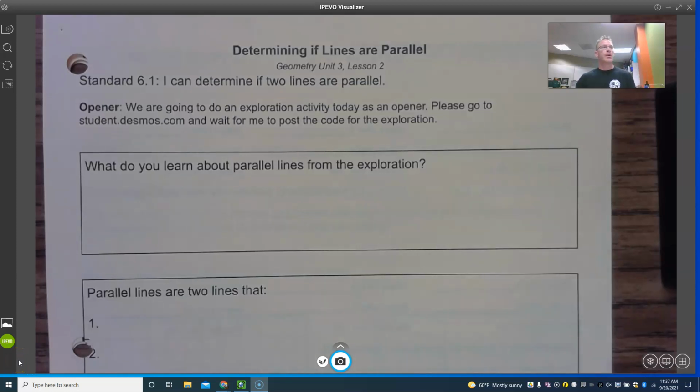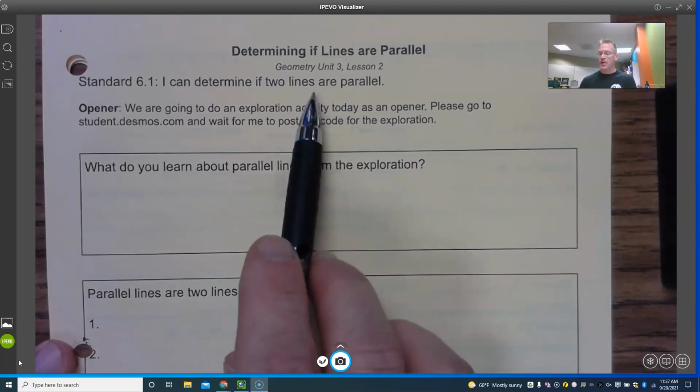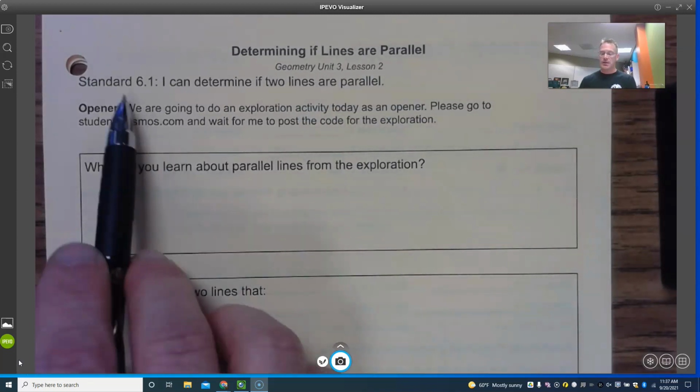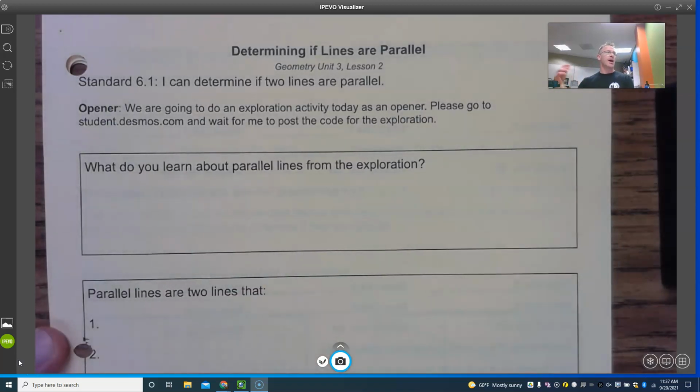All right, and so we are going to move forward in Unit 3. You just did a whole bunch of algebra review in Lesson 1, and now you're going to see why we did some of that with some of the concepts that we're going to explore in the next few lessons. So we're going to start with Unit 3, Lesson 2, determining if lines are parallel. And you can see that is standard 6.1. I can determine if two lines are parallel.